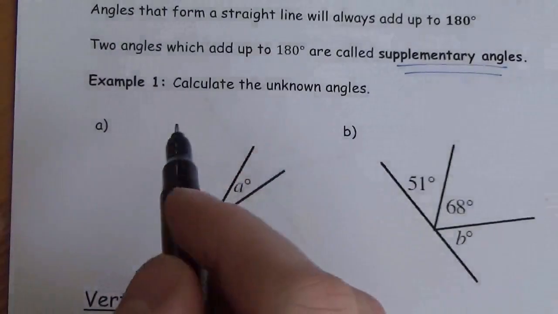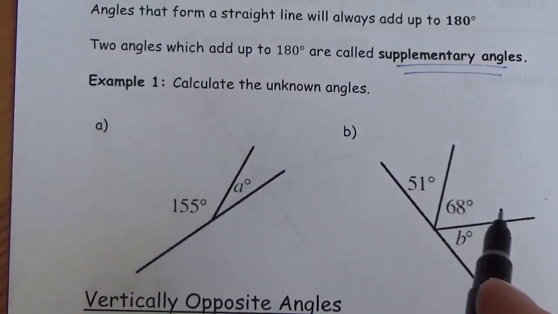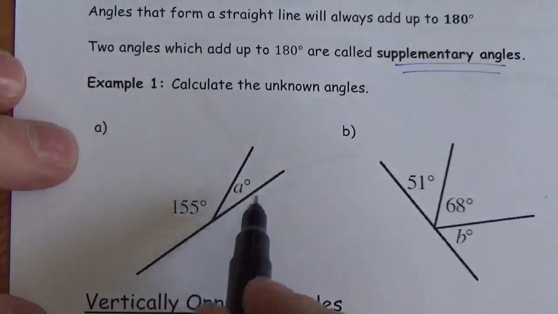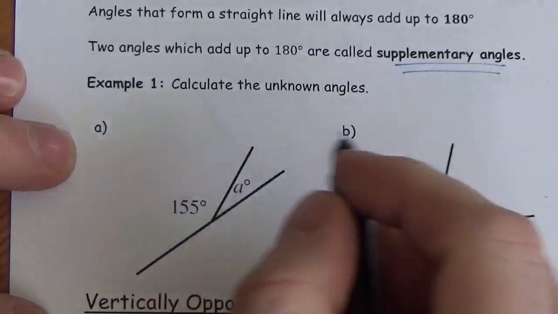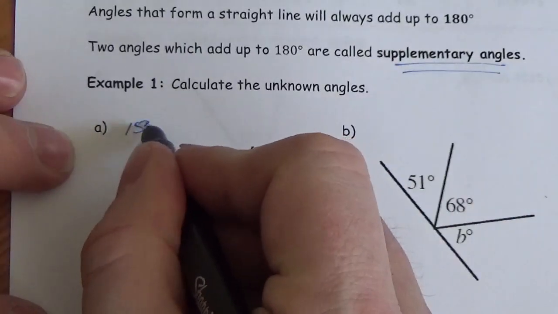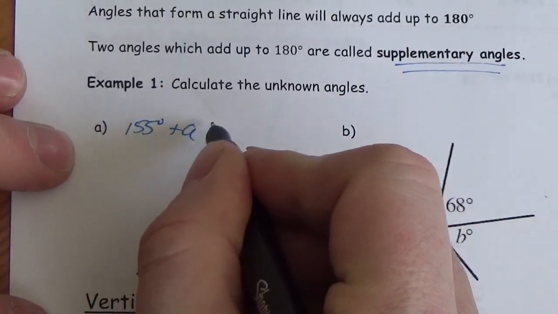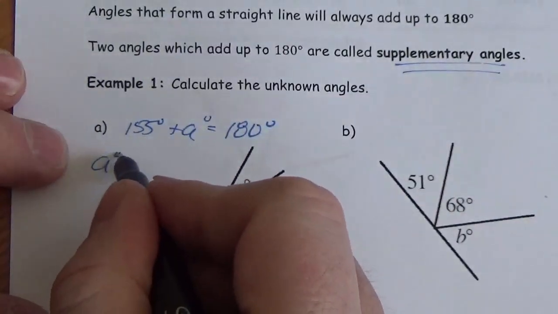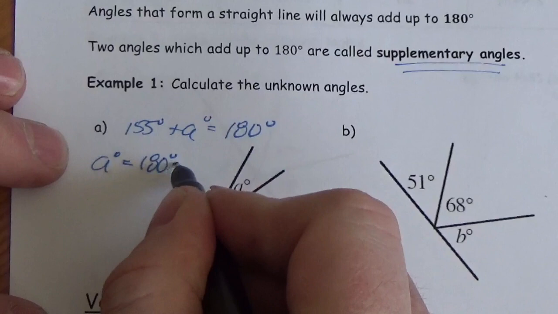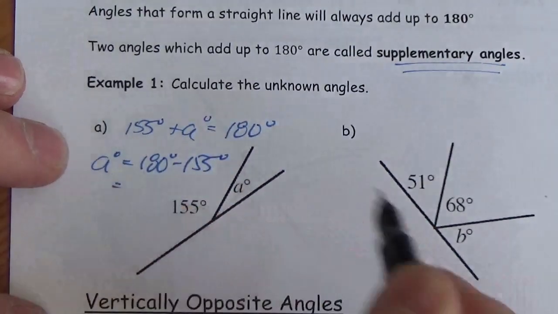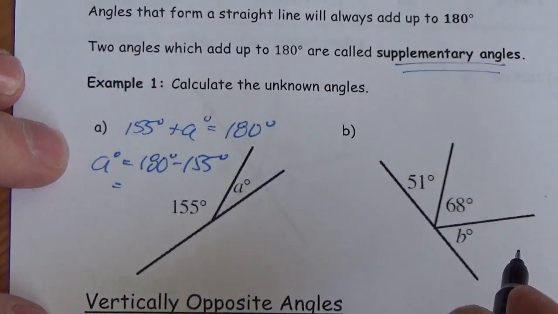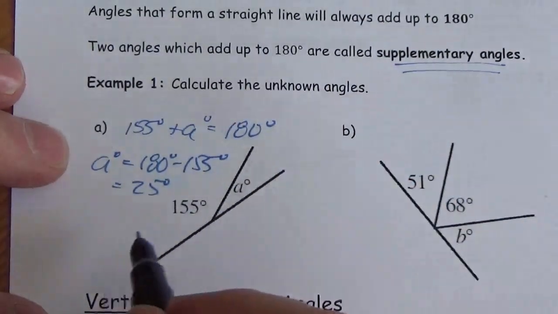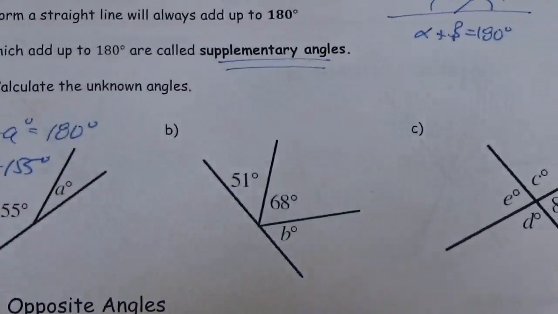Okay, so now all we have to do in this next little section is calculate the unknown angle here. Well, here we go. We see that this is going to be a straight angle, the sum of those two. So these two angles are supplementary. So I know that 155 degrees plus A degrees is going to equal 180 degrees. So A degrees is simply going to be 180 minus 155. And so what's 180 minus 155? 25 degrees. Okay? So I easily can figure out what A is.